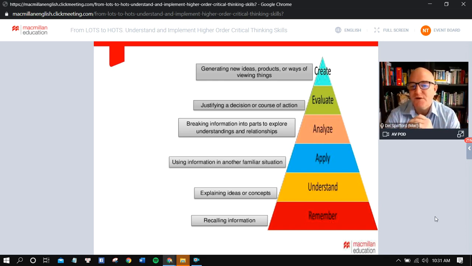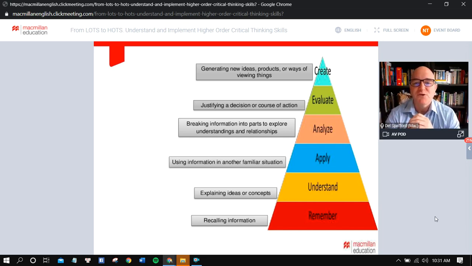Evaluate, justifying a decision or a course of action. We might ask students to think about how they feel about a story, which was their favorite part. And then create. And create, I think, is one of the easiest things for us to do as teachers. Even though it's at the top of the pyramid, it's actually one of the elements that is really easy. We just have to have imagination. And as teachers, teachers have a very good imagination. It's part of the job description.